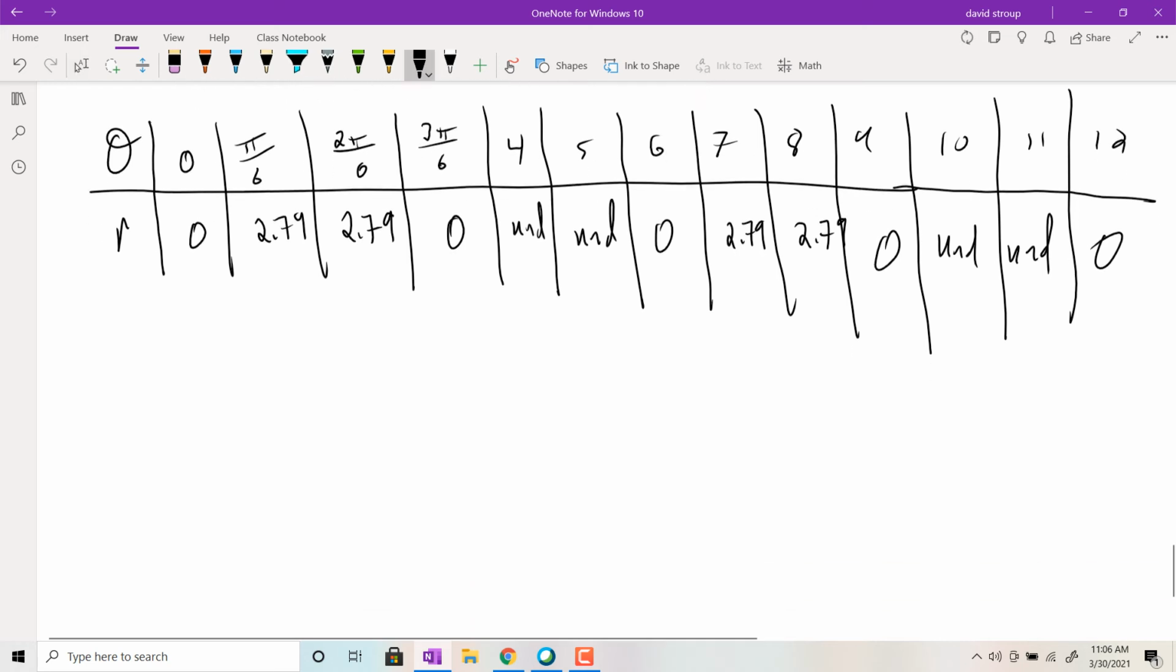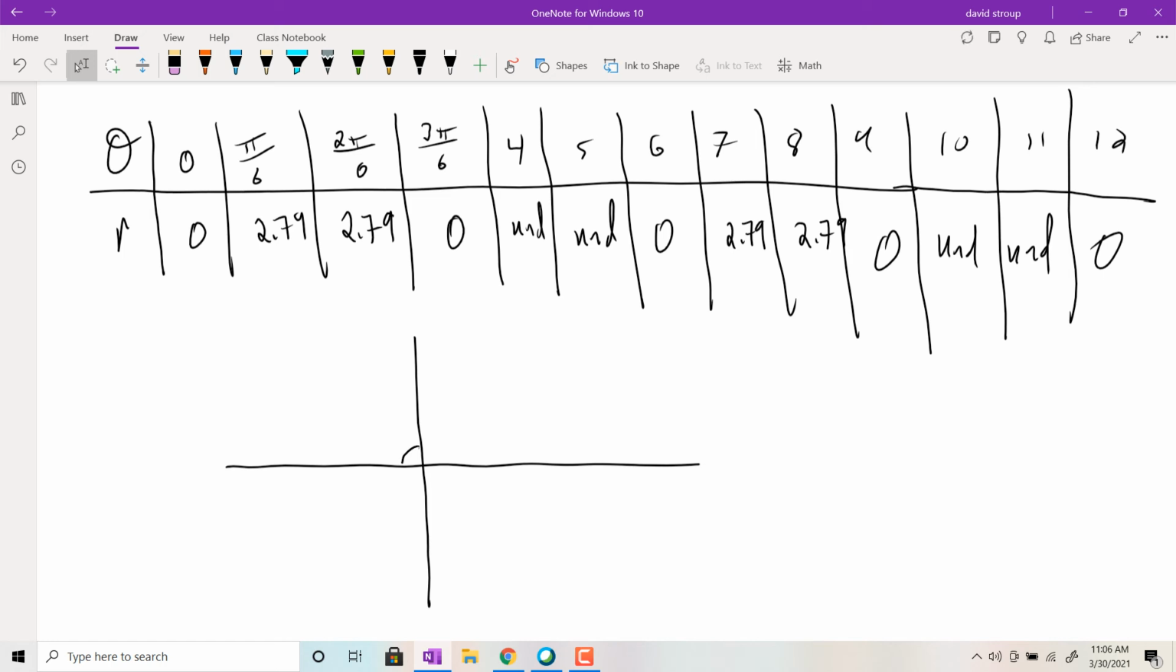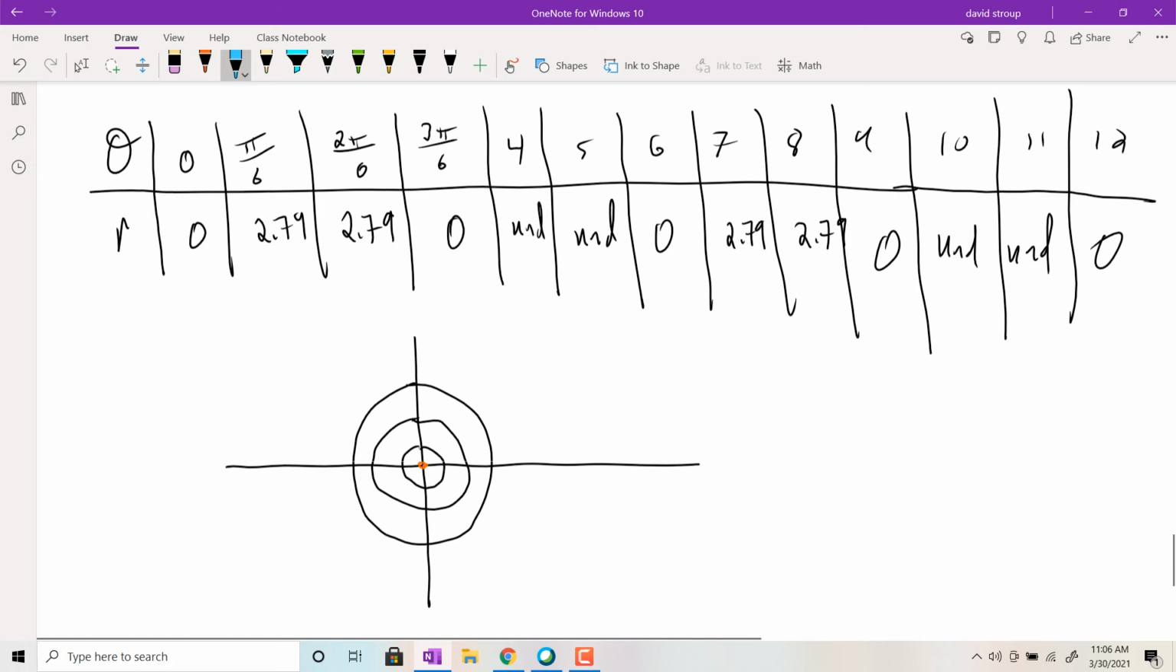Okay, so let's go to our polar coordinate system and graph this. Need to go out to about 3. I'm going to graph it in red. So 0, 0. Maybe I should get some angle lines here that aid in the graphing process. So these are going by pi over 6's. Okay, 0, 0.